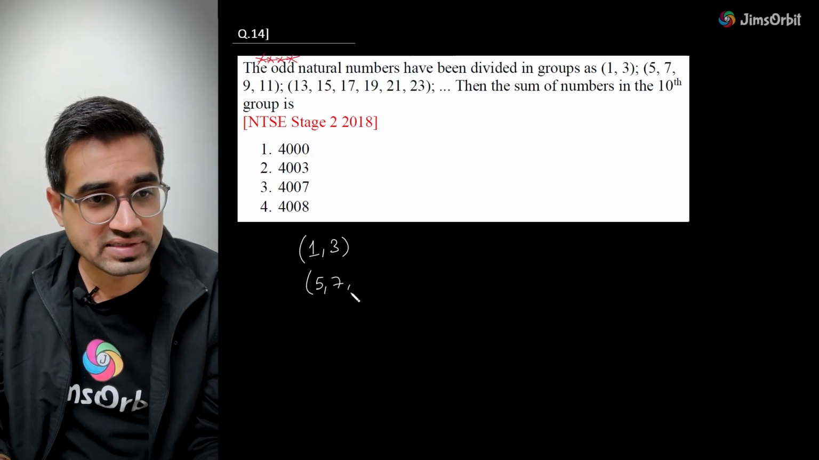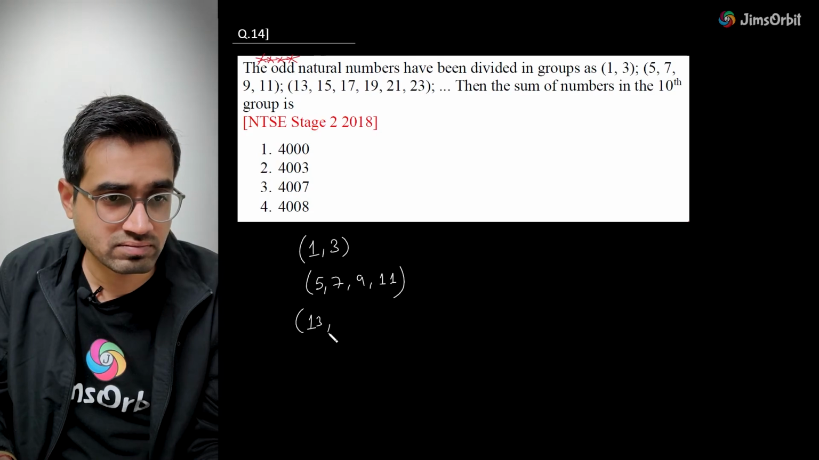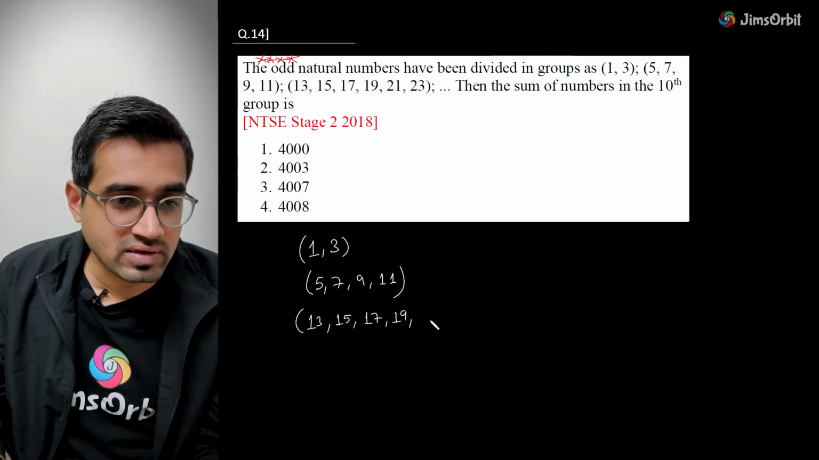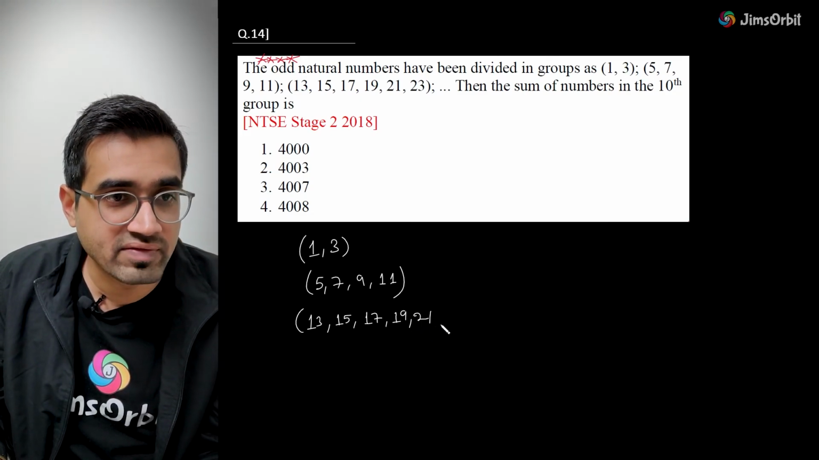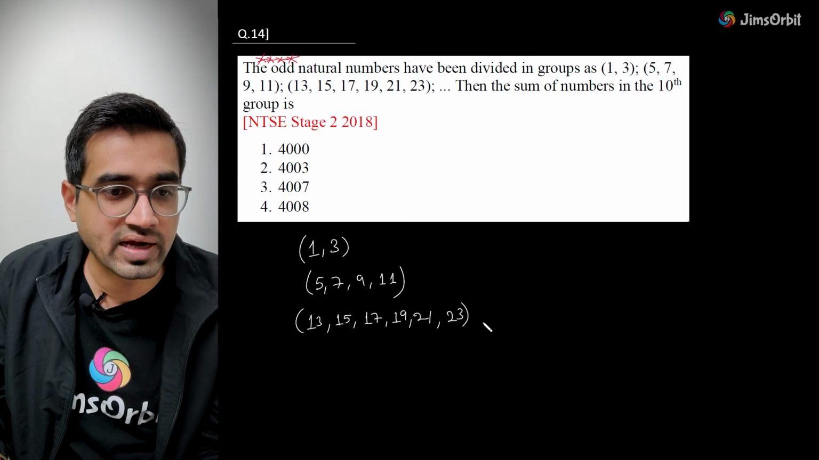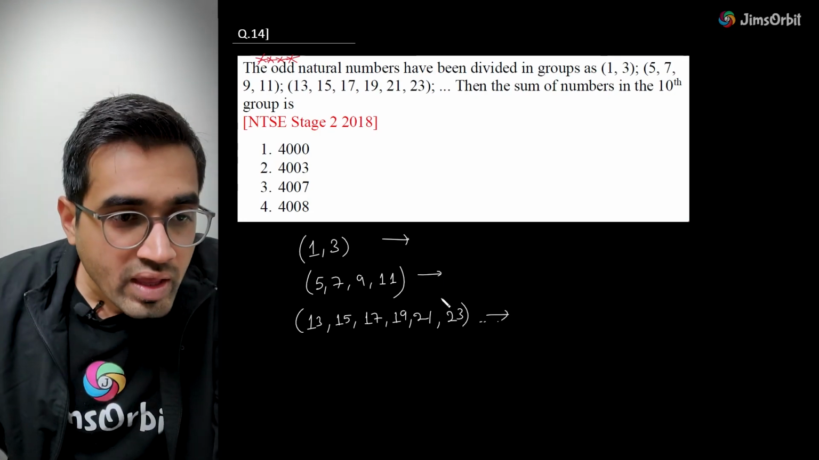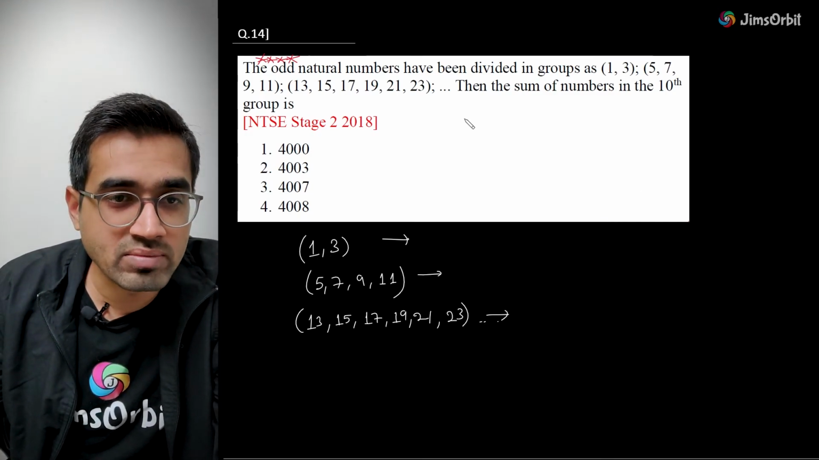5, 7, 9, 11. I'll give you a trick method, not a normal method. Normal method, normal classes. Trick method, JimsOrbit classes. 13, 15, 17, 19, 21, 23, and so on. Okay. You see how I'm going to solve this question. You see, this is always going to be the sum of odd numbers.